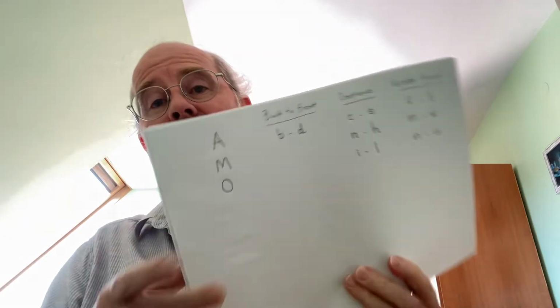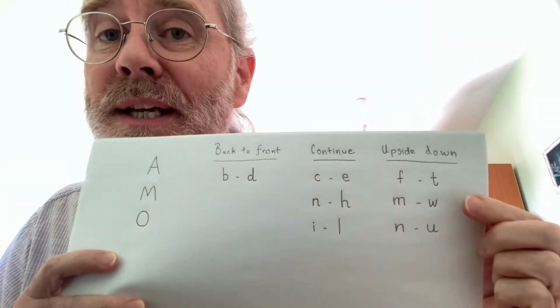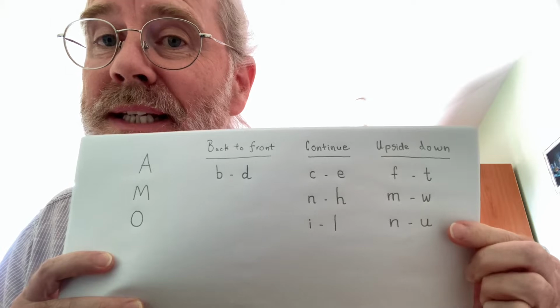M, if we turn it upside down, gives W. And in the same way, N, if we turn it upside down, gives U. So these are more examples of letters that can be turned upside down.